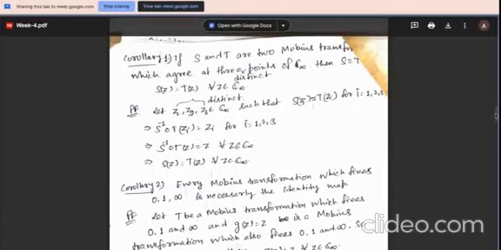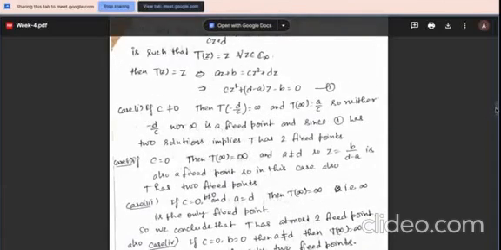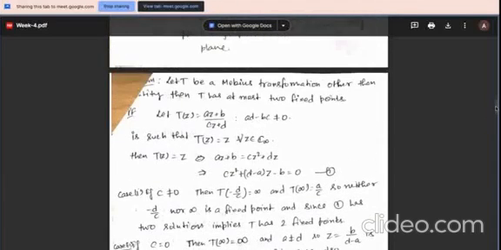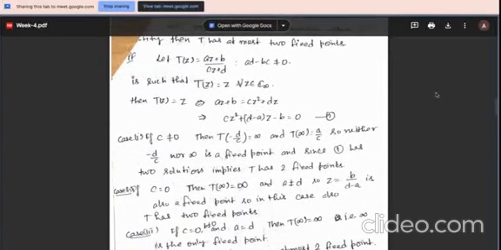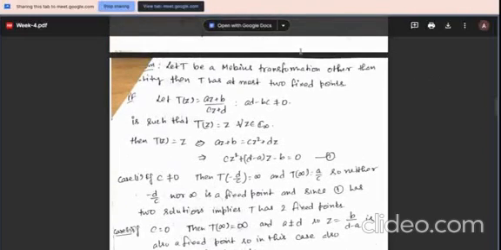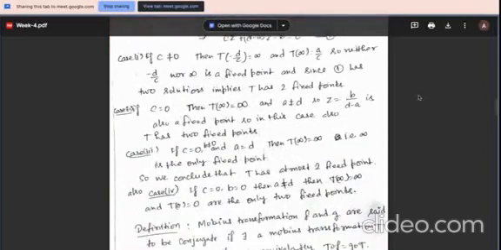So this we know. We have seen that every Mobius transformation has at most two fixed points. Obviously, the inverse of a Mobius transformation other than the identity is again a Mobius transformation. So every Mobius transformation T other than the identity has at most two fixed points.